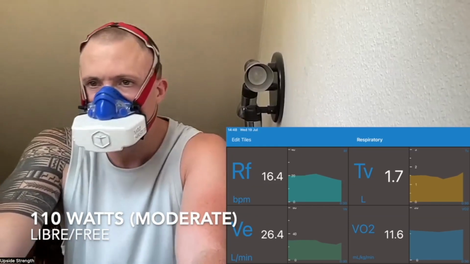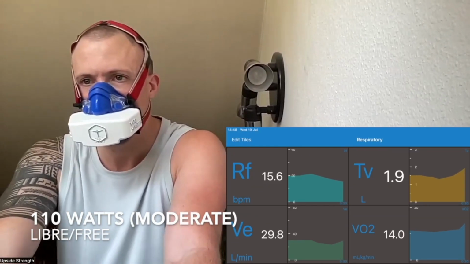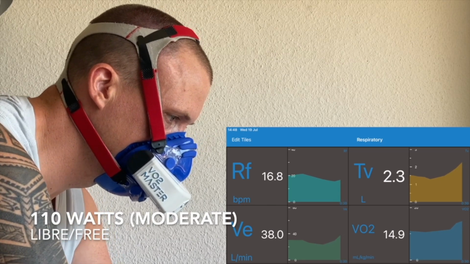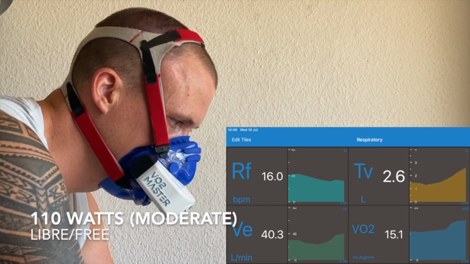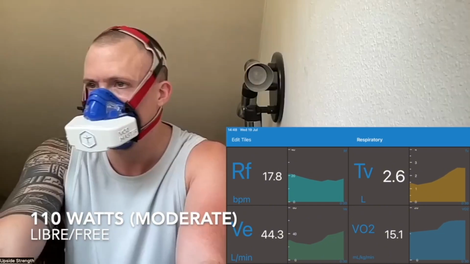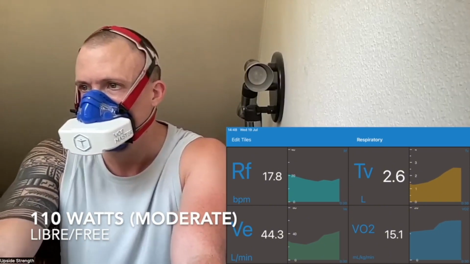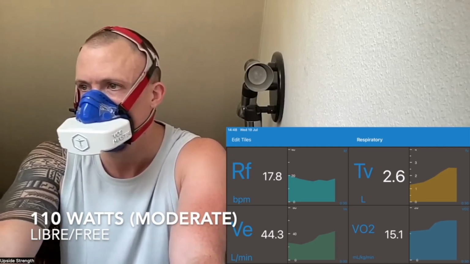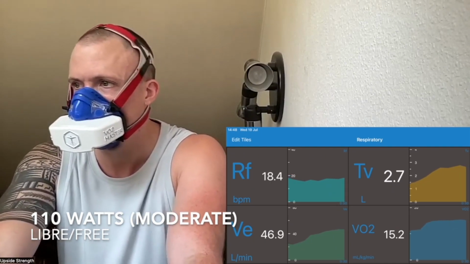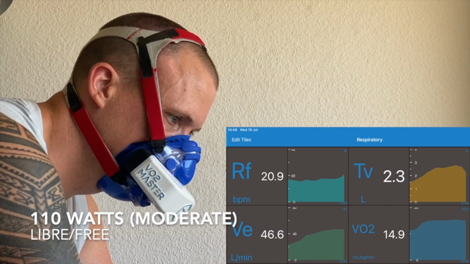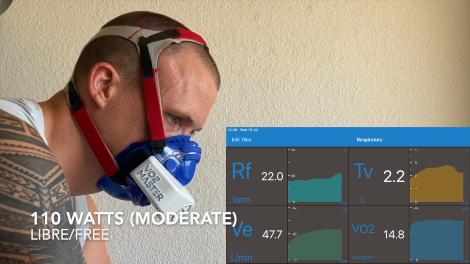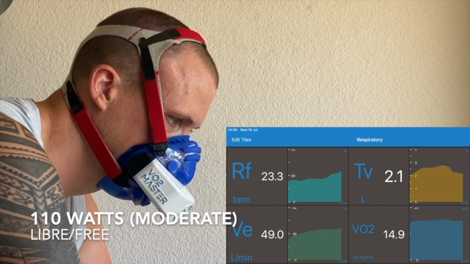All right, so in this video, we're going to look at some different ways of breathing. Here I'm going to start at a low intensity, so I'm below my first threshold, and I'm breathing freely. You can see about 20 breaths per minute, just a little bit underneath. RF, respiratory frequency, on the screen, about 2 to 3 liters per breath, and about 45 liters per minute. So this is what's going on when I breathe freely.